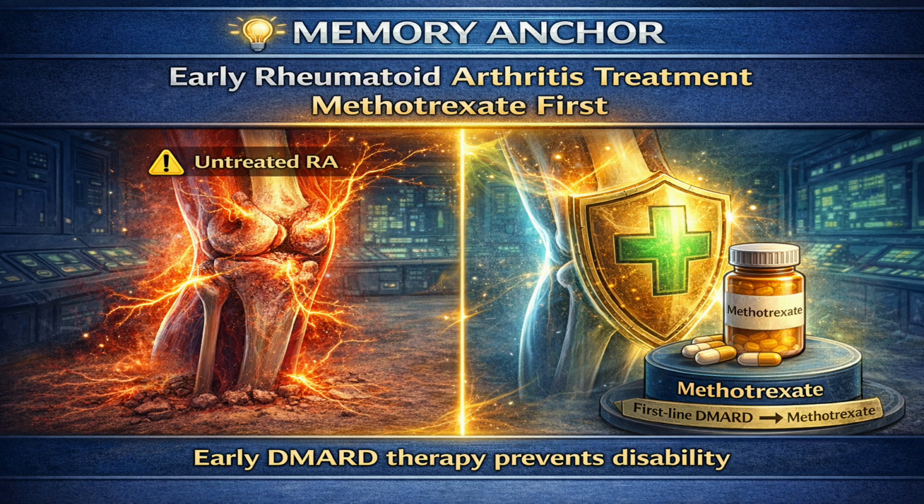Rheumatoid arthritis is a progressive autoimmune disease, so we treat the disease, not just the pain. First-line therapy is a DMARD, usually methotrexate. Early treatment helps prevent long-term joint damage.